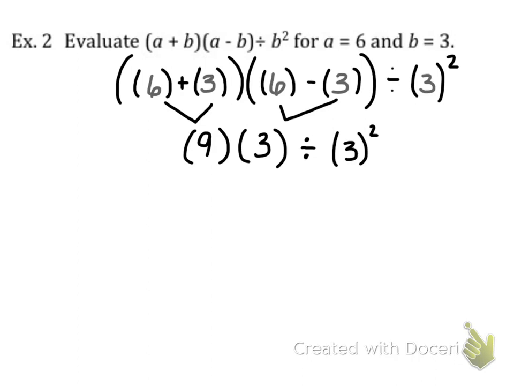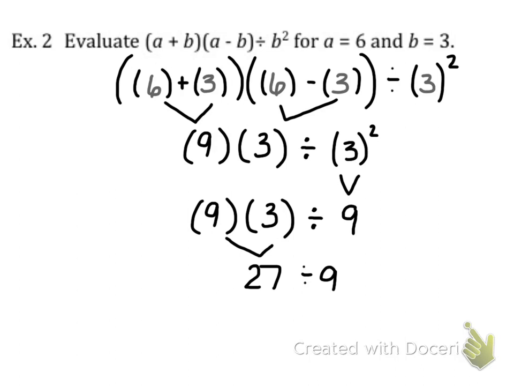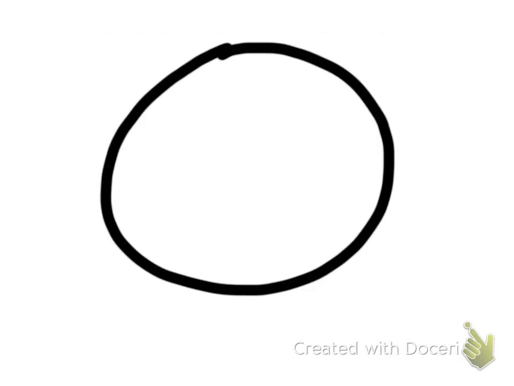So next would be the exponent. So we're going to square 3. That gives us 9. Then we copy everything else. And now we look for multiplication or division, whatever comes first, left to right. And the 9 times 3 comes before that divided by 9. So we'll multiply 9 times 3, and that gives us 27. We copy down the rest. And finally, 27 divided by 9 is 3. Great job.